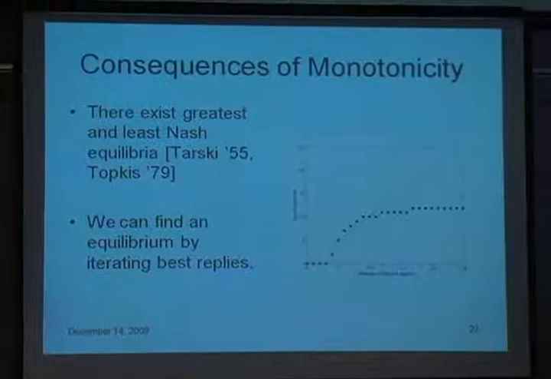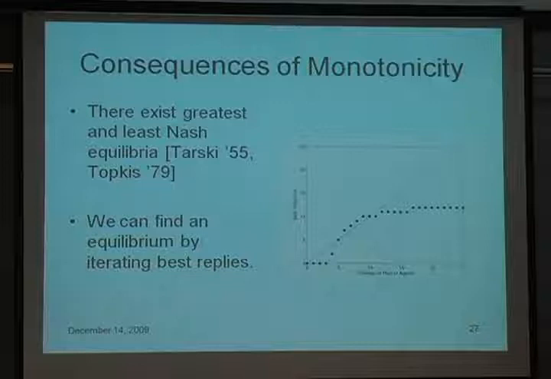So this is a game with monotone best replies, which puts us in a nice world in game theory. It follows immediately that there exist greatest and least Nash equilibria. This is a consequence of Tarski's fixed point theorem: a monotone function on a lattice has greatest and least fixed points. Topkis brought this idea into game theory. So those are nice consequences.